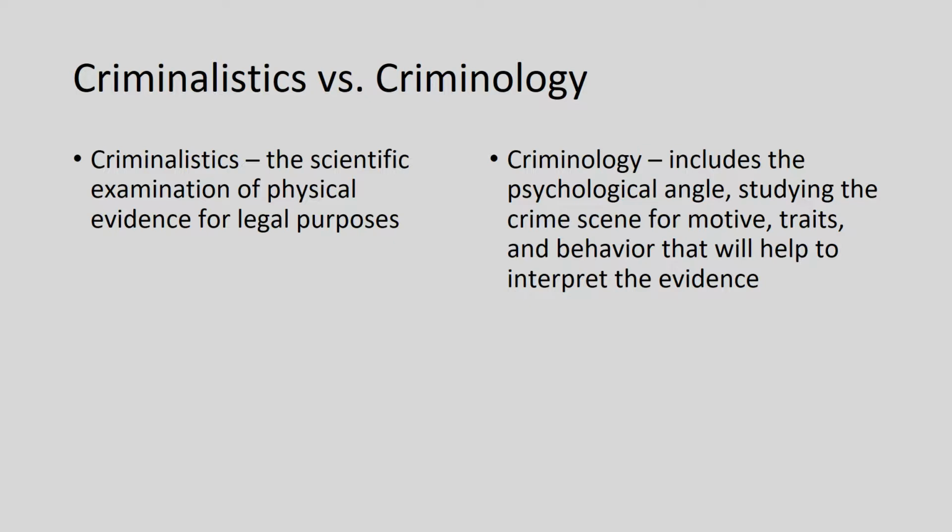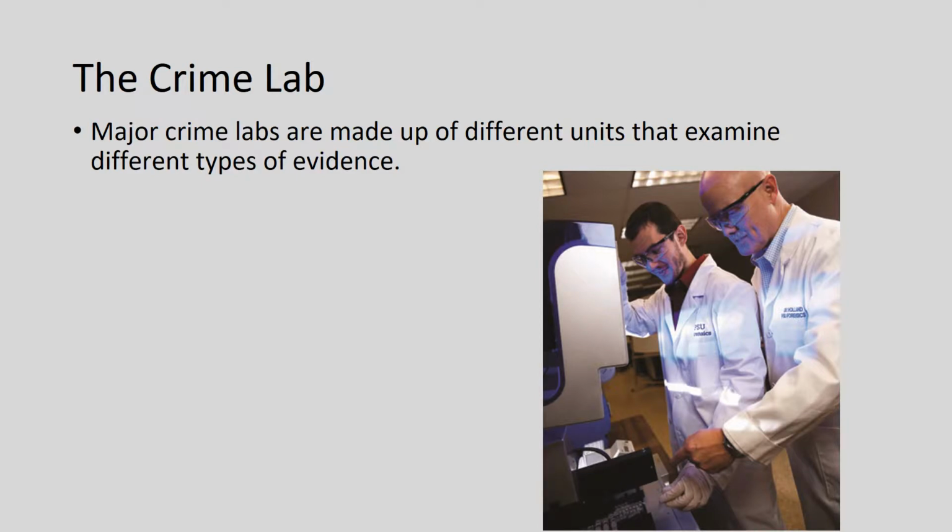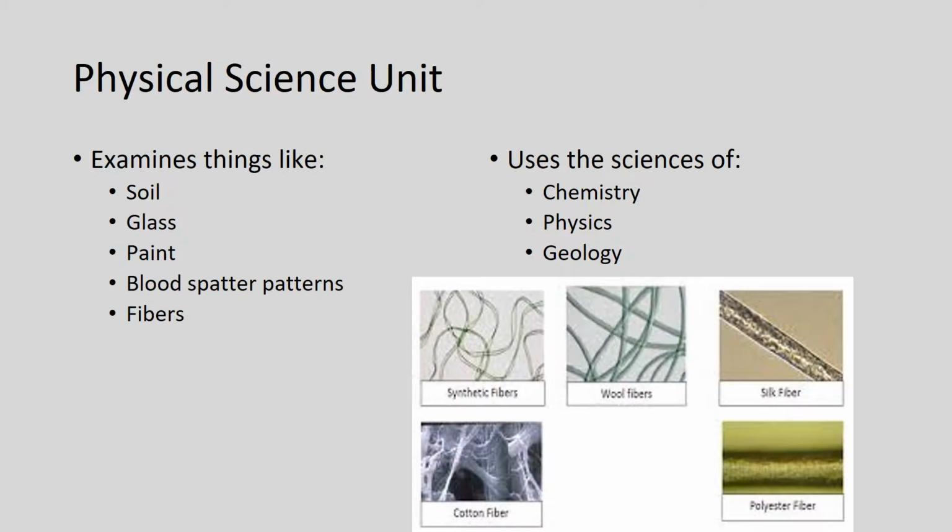Criminalistics is the scientific examination of physical evidence, whereas criminology includes a psychological angle, studying crimes for motive, traits, and behavior. And we will delve into that later this year. The crime lab is made up of various different units. So let's start looking at what some of those units are.